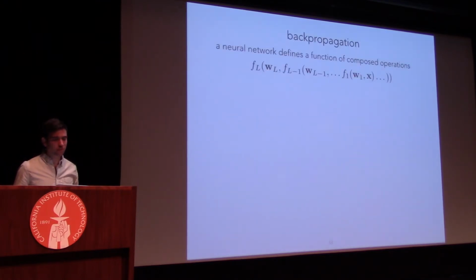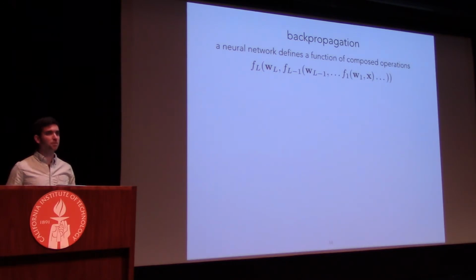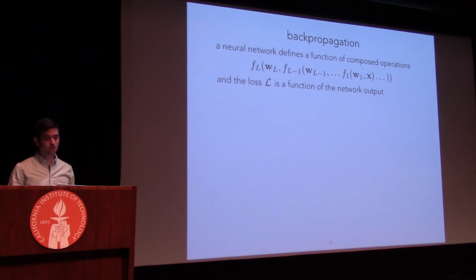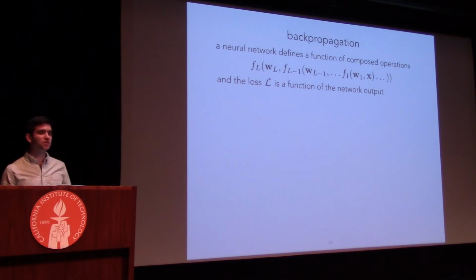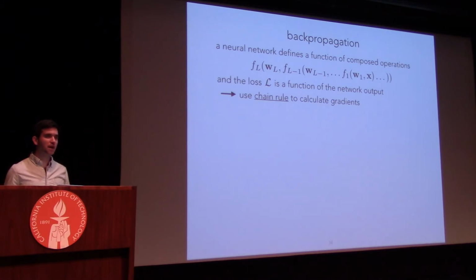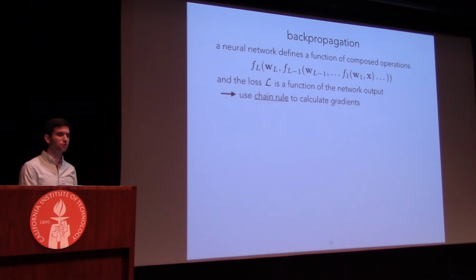So backpropagation is just a method of doing this optimization. A neural network, again, defines a function which is composed of these elementary operations. And the loss, script L here, is a function of this network output. So if we want to figure out how to change the internal weights, we can use the chain rule of differentiation to calculate these gradients.